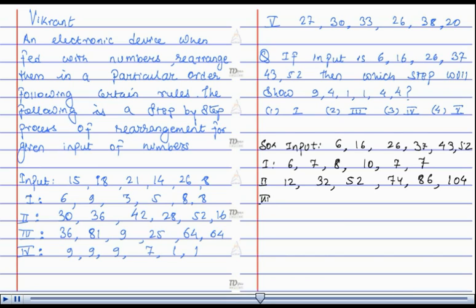Step 3 will be the square of the numbers of step 1, that is 6 square is 36, 7 square is 49, 8 square is 64, 10 square is 100, 7 square is 49 and 7 square is 49.